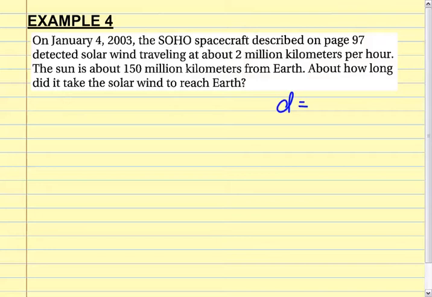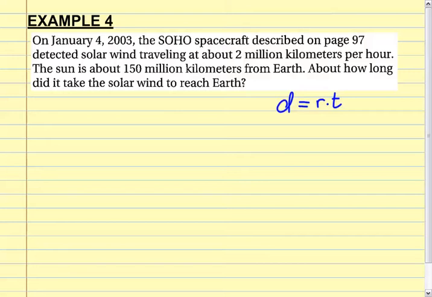Distance equals... velocity? Velocity is true. We use another word for it. It's rate. Right, rate. Distance equals rate times time.